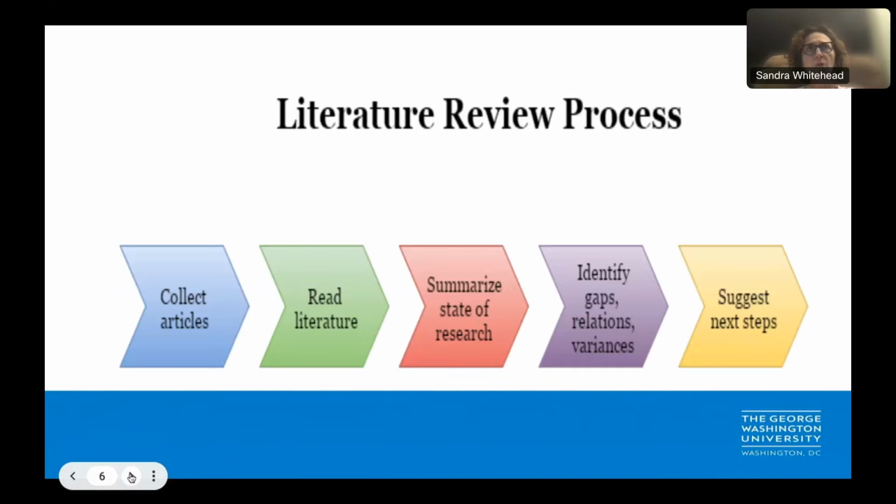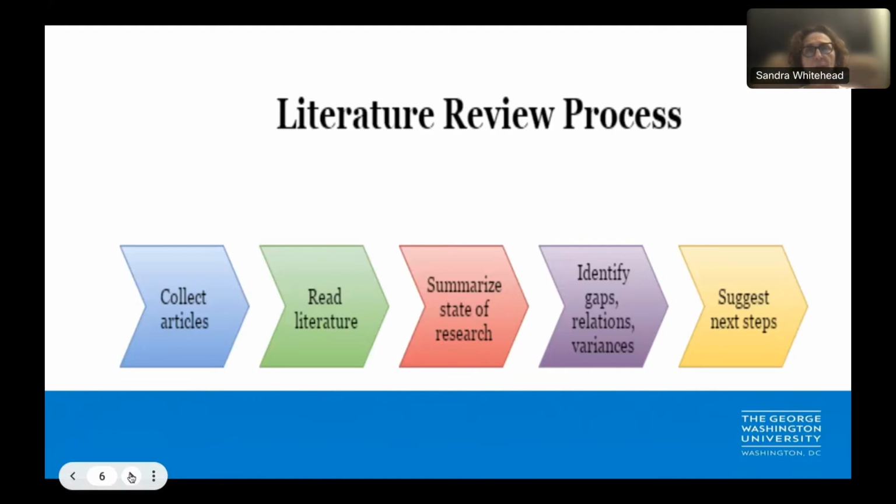Pull the articles that you find on your topic, and then use the abstracts of those articles to decide whether or not you want to read the full article. Does this actually apply to your specific topic, or is it a global article on the larger topic, right? And use those abstracts to decide which articles you're going to include and what you're going to exclude.